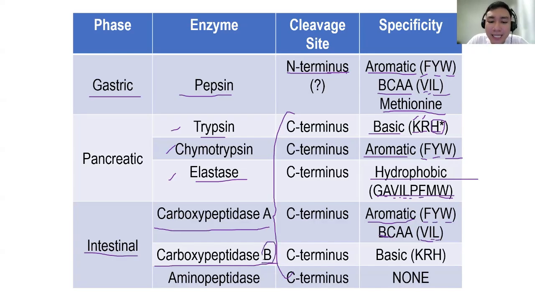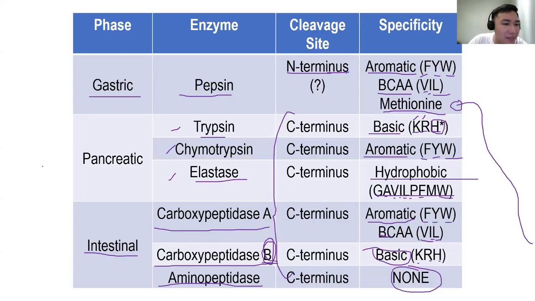Si B, carboxypeptidase B, madali lang tandaan, B for basic. So lysine, arginine, and histidine. Si aminopeptidase cuts amino acids in the N-terminus ng buong amino acid chain. Okay? Pero sa C-terminus pa rin ng amino acid mismo. And wala siyang specificity. Ay, baka nalito kayo doon.